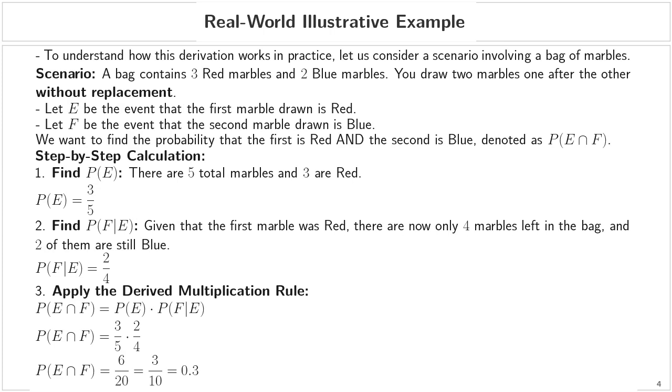So, the probability of F given E is 2 over 4. Finally, we apply the multiplication rule we learned in the previous steps. We multiply the probability of the first event by the conditional probability of the second. So, the probability of E intersection F equals the probability of E times the probability of F given E. Plugging in our numbers, we get 3 over 5, multiplied by 2 over 4. This gives us 6 over 20, which simplifies to 3 over 10, or as a decimal, 0.3. As we move to the next slide, keep this calculation in mind, as we will discuss some common pitfalls to avoid when working with these types of dependent events.